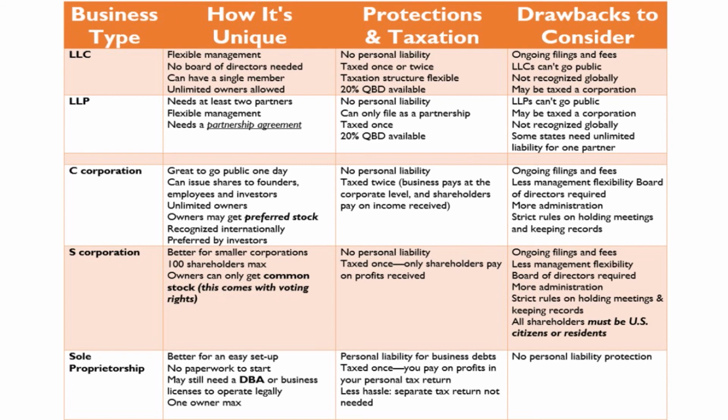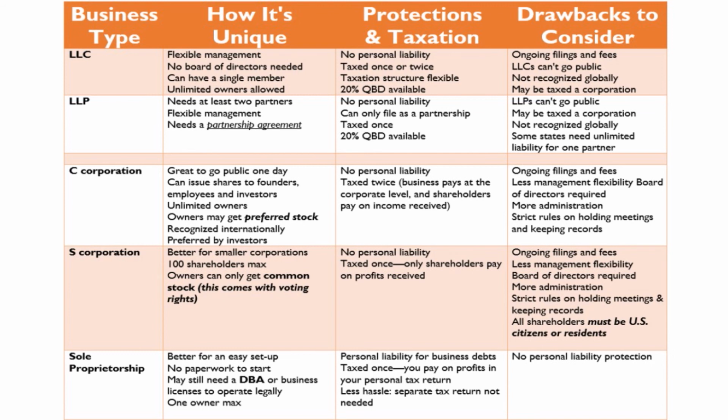So LLC, you have a flexible management, no board of directors needed. You can have a single member, unlimited owners allowed. LLP, you need at least 2 partners. Flexible management, needs a partnership agreement. C Corporation is great to go public one day. You can issue shares to founders, employees, and investors. Unlimited owners. Owners may get preferred stock, and this is recognized internationally, preferred by investors.